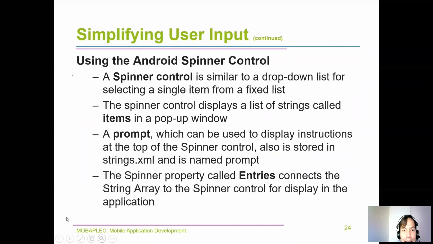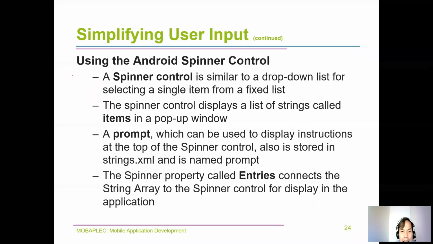So using the Android spinner control. When you say spinner control, those are drop-down lists, meaning you could select based on different items. If you select item 1, item 2, or if you want to select from a fixed list, for example item 1 to 5, that's a fixed list. Then you could select once from the drop-down list, a single item. That's what we call a spinner control.